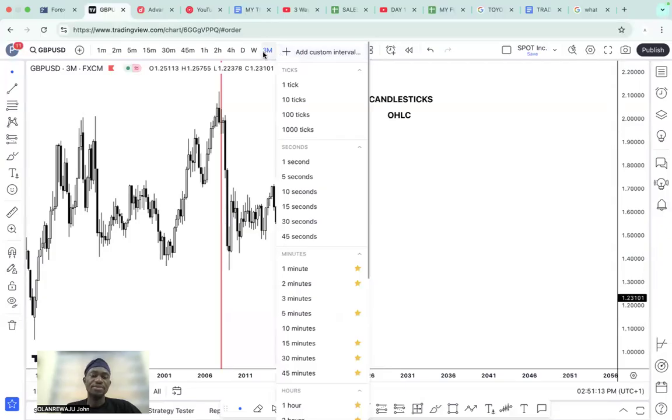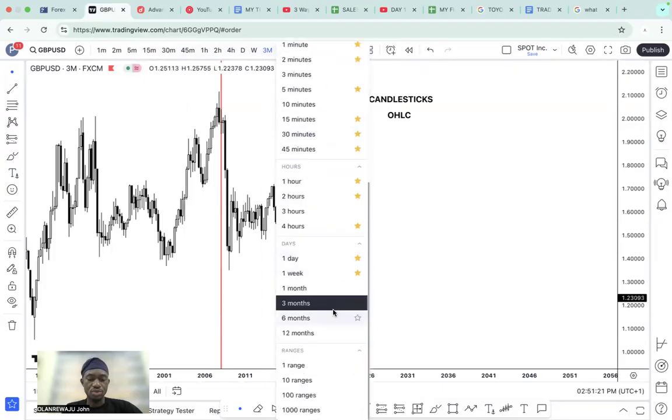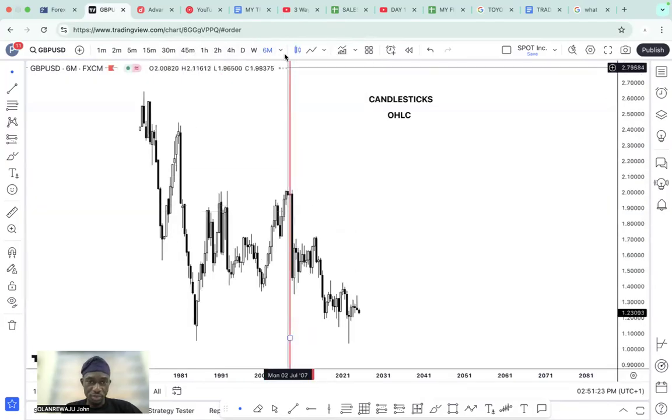Can you see that it's different from minutes? The one for months is a capital letter M, and the one for minutes is a small letter m. Good. So for months, you can see 6 months, 6M, and on and on.